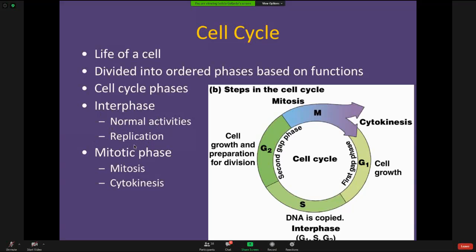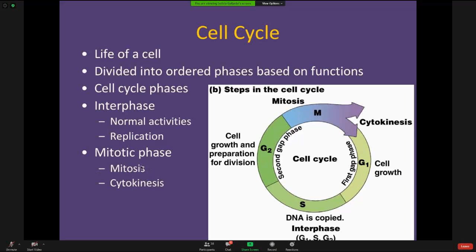All right, so interphase, normal cell jobs, and I'll talk about this a tiny bit more in a minute, versus what's called the mitotic phase, right? And that's what's illustrated here in blue and purple. The mitotic phase. And notice that the mitotic phase is broken down into 2 steps, mitosis and cytokinesis.